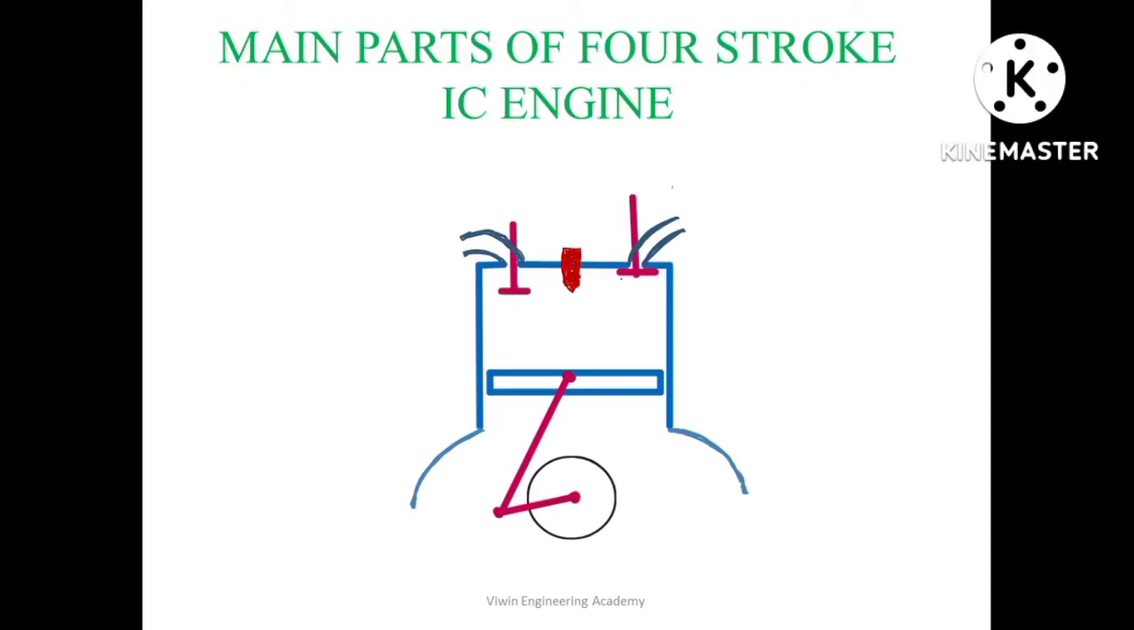First, let us discuss the main parts of a 4-stroke IC engine. The basic part of an IC engine is the cylinder and piston arrangement. This is the cylinder. The piston is placed inside the cylinder and is free to move. This is the piston.